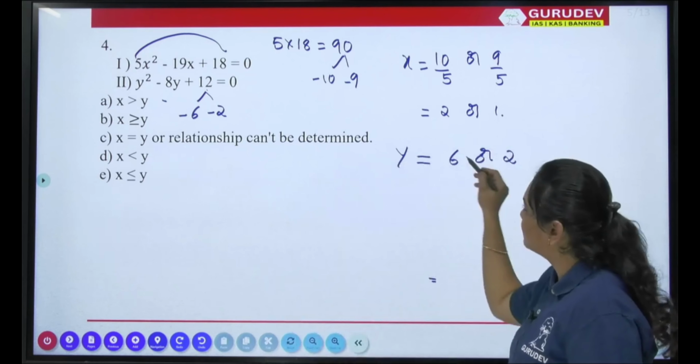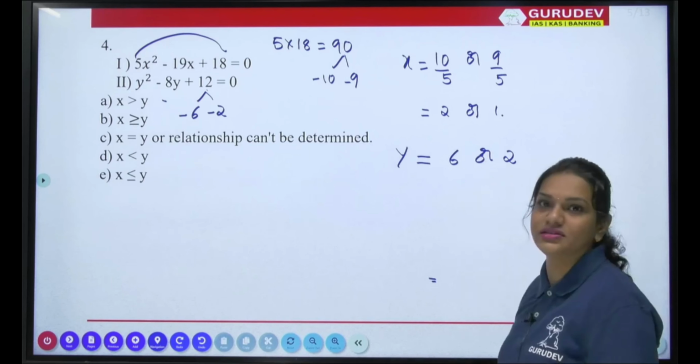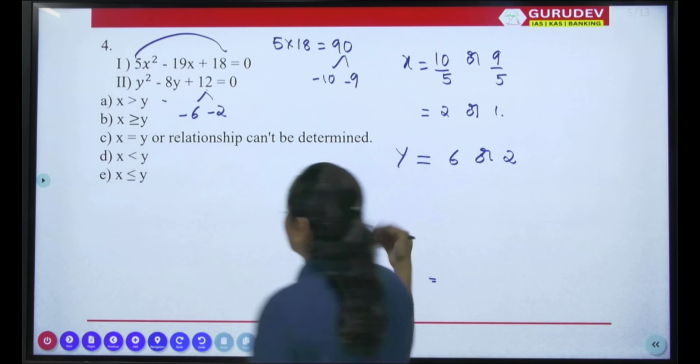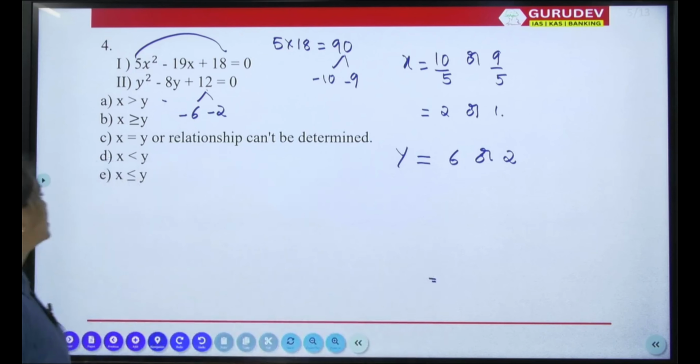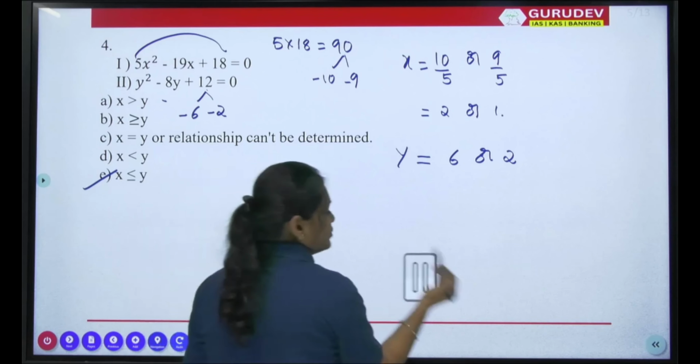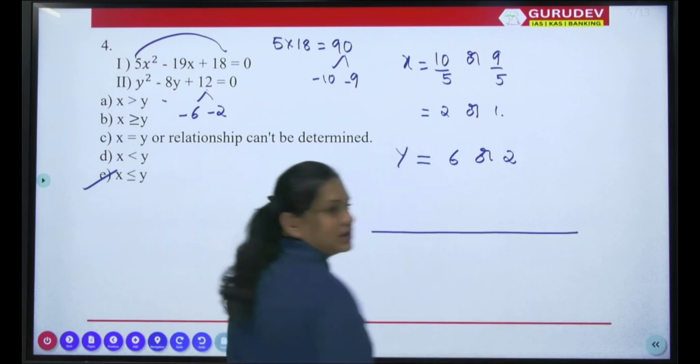When I observe, which is the greatest thing here? 6 here, and 6 is for the y, right? So if I do it orally like this, the right option here is option E. Suppose you are confused with this, draw the number line.